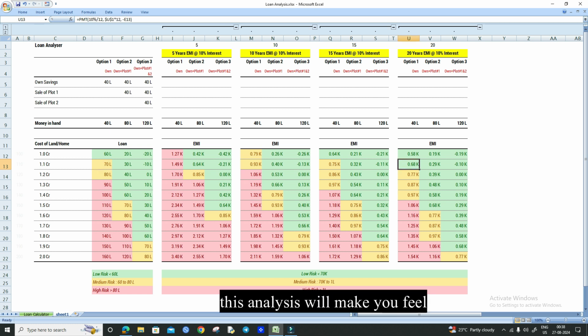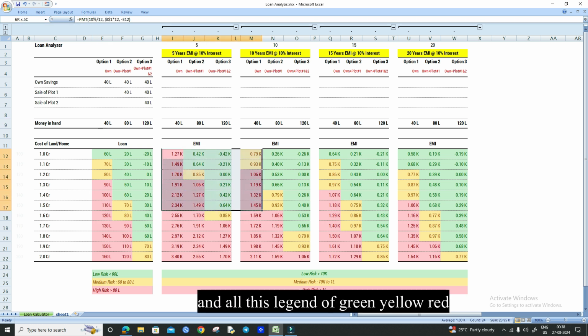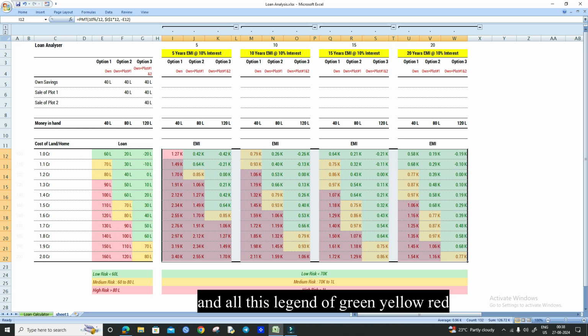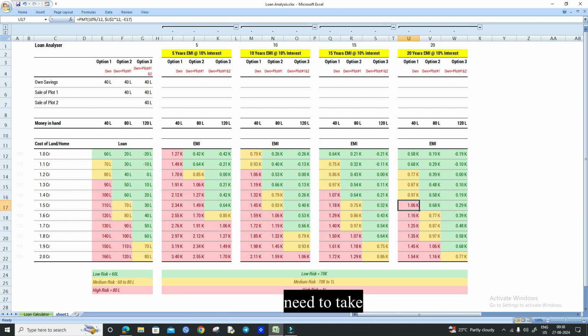So this analysis will make you feel comfortable and will give you an option to see whether I need to sell one plot, whether I need to sell both the plots, or whether I can take a risk with the money I have. And this legend of green, yellow, and red will guide me to understand what I actually need to do and what action I need to take.